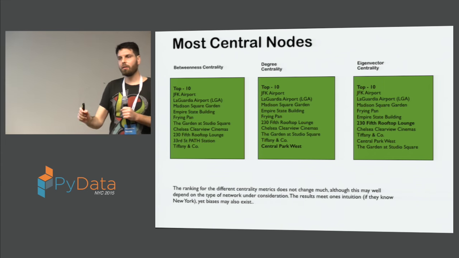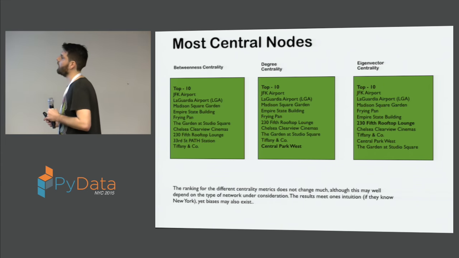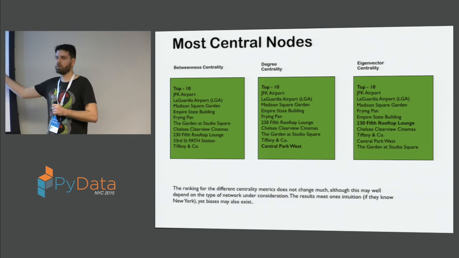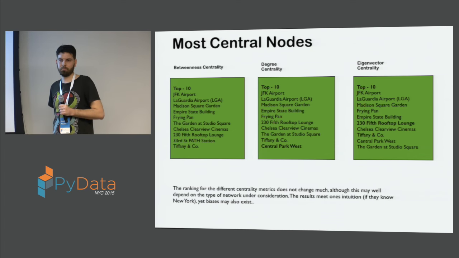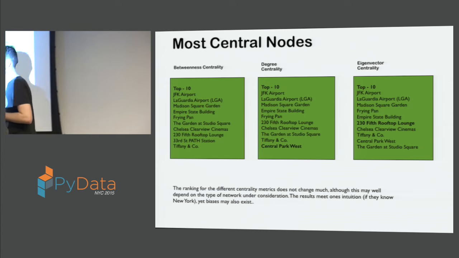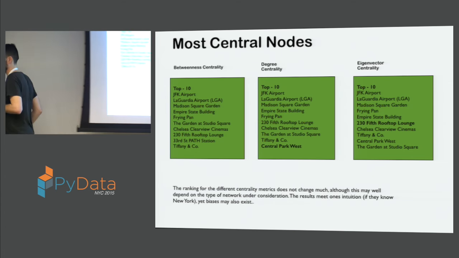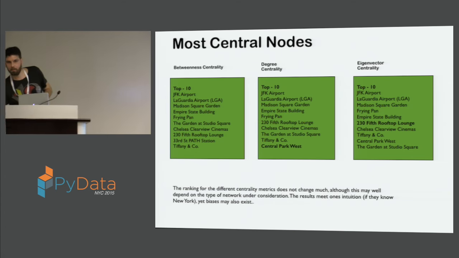So depending on the application that you're going for, you might want to use a different centrality metric. Everything clear so far?